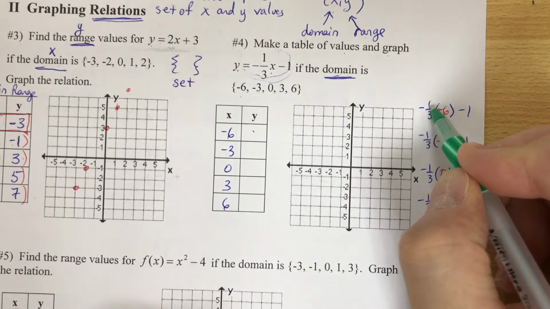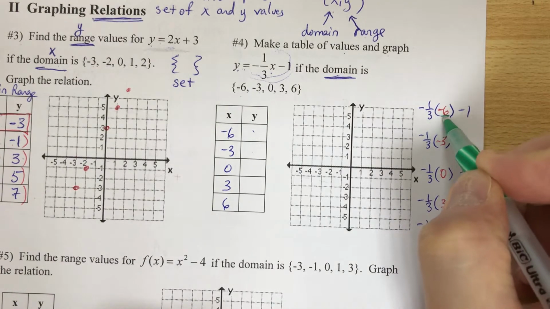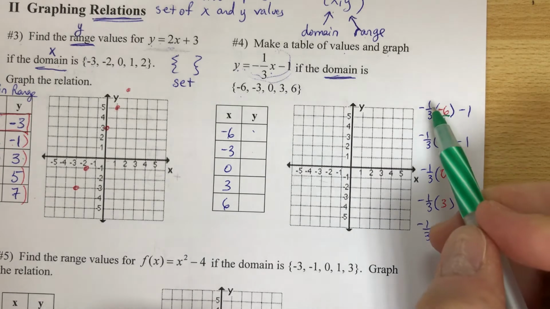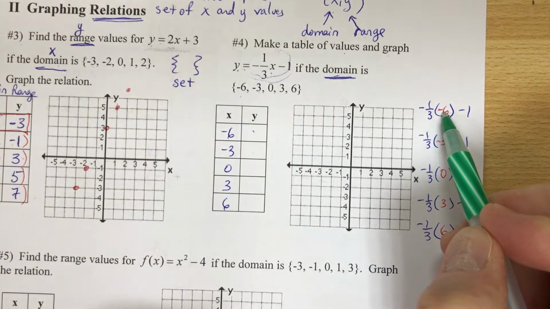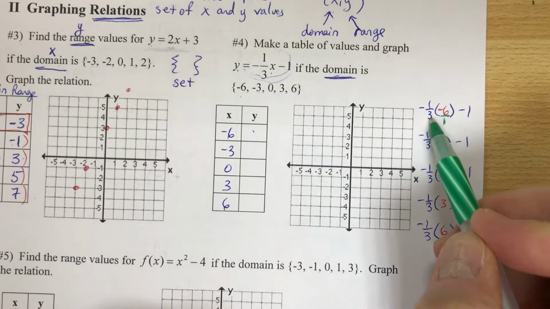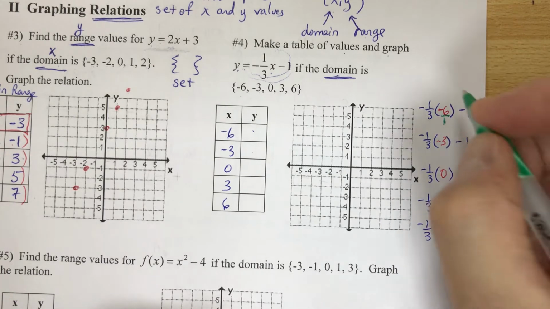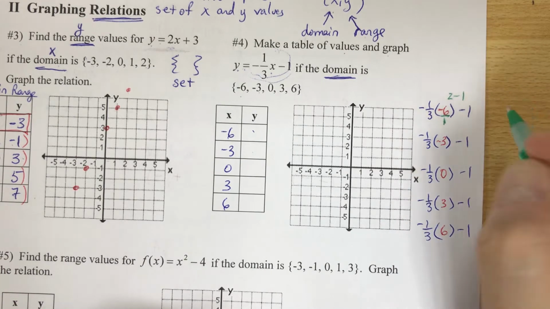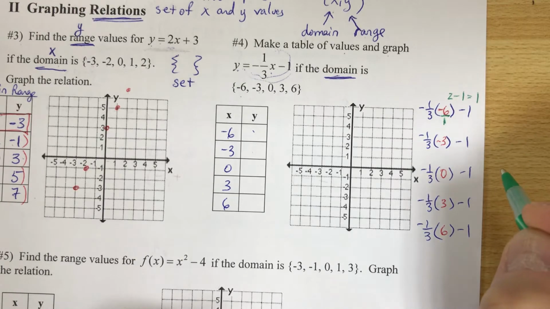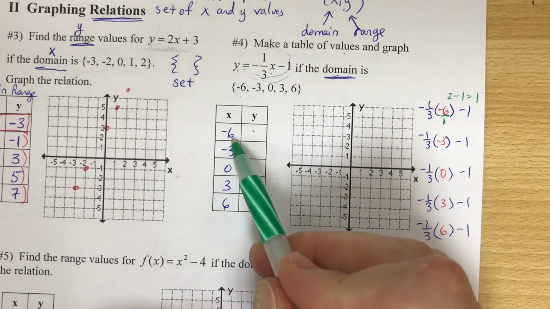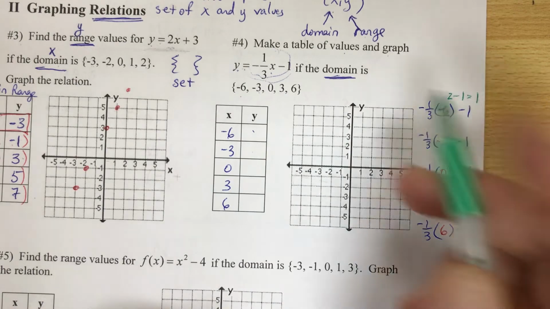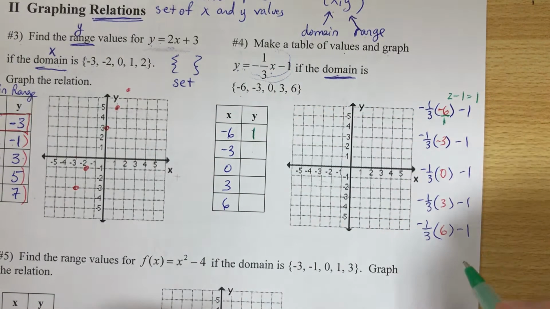When we do -1/3 times -6, I can write that over 1. A negative times a negative is +6. And then this would be 3 in the denominator. 6 divided by 3 is 2. So that's really 2 minus 1, which is 1. So when x is -6, the y value is +1.